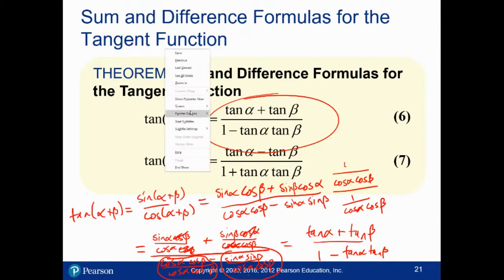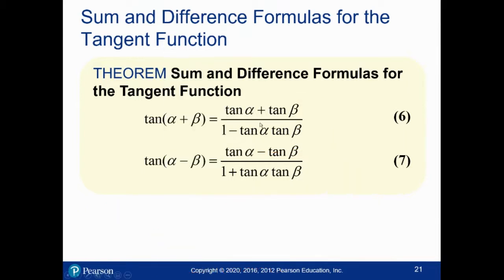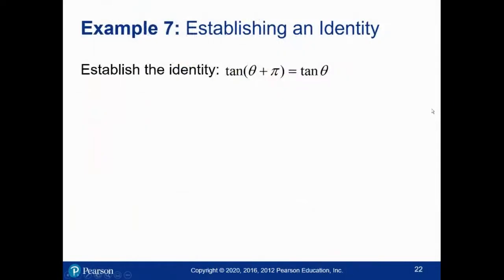A very handy practice is to use the difference formulas for sine and cosine to try to establish this identity for tangent. Okay, but let's use various things to establish this identity. Tangent of theta plus pi is tangent. Observe, we know this already. Tangent has period pi. That's what this is saying.